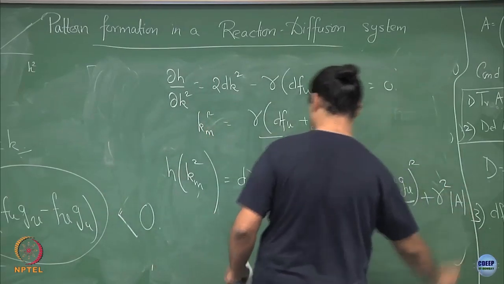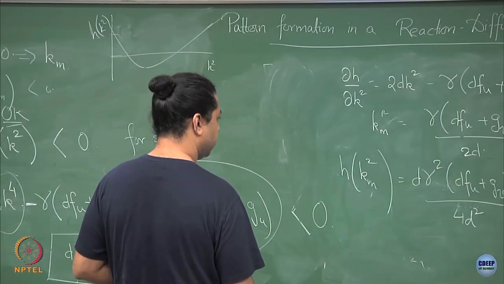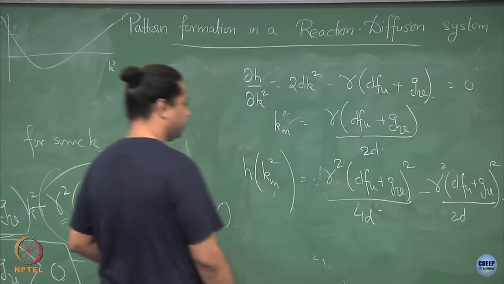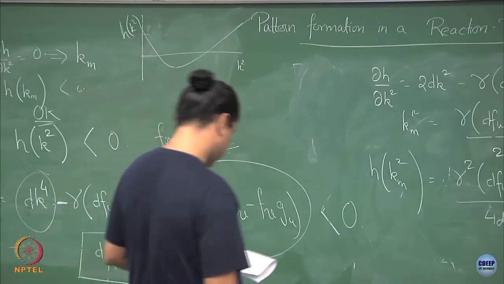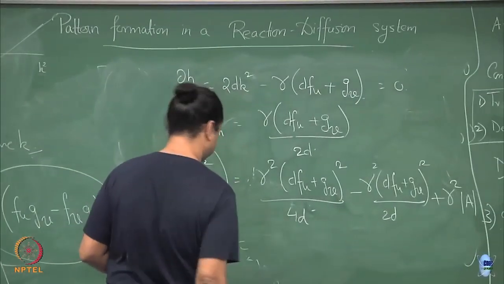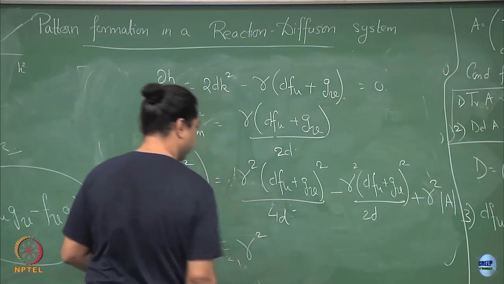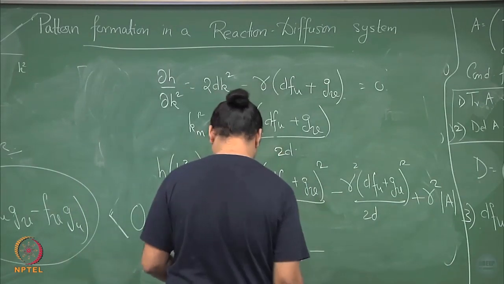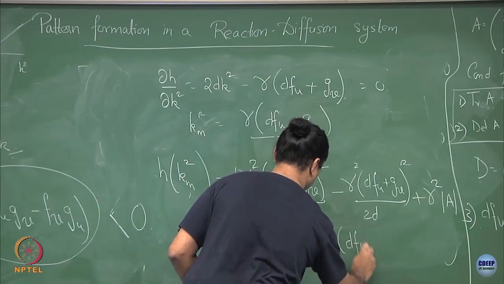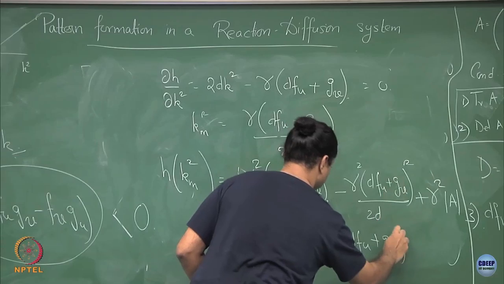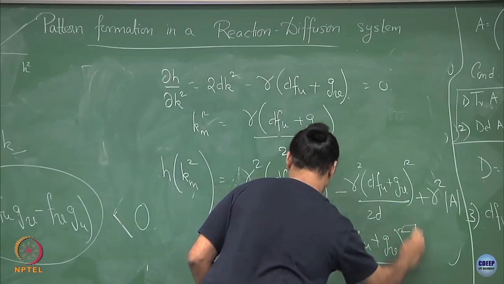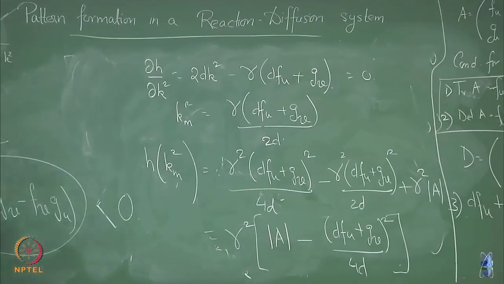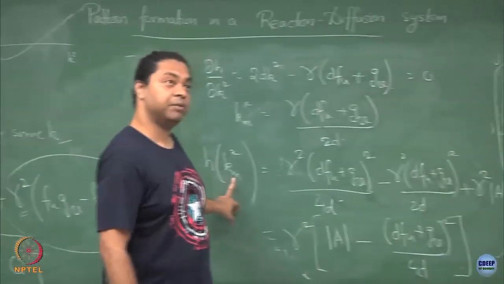So, let me just write determinant of A. What do I have? So, this is actually the same term. This d, so this is 4 d and that is 2 d. So, minus 4 d. So, I can just write gamma square times determinant of A minus (d fu plus g v) whole square by 4 d. Okay. So, this is the value of this quantity h at this minimum point.